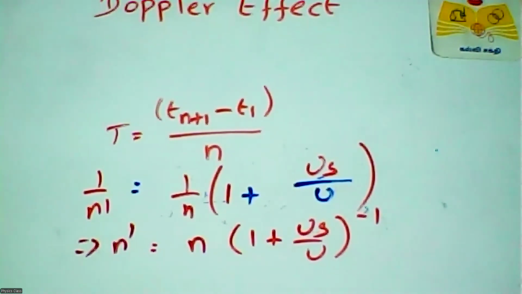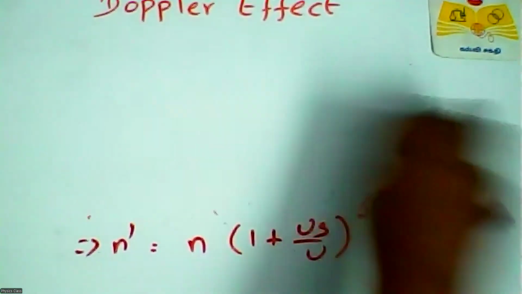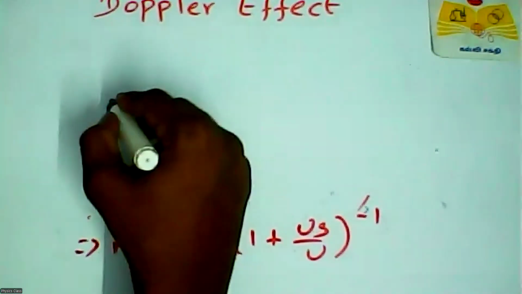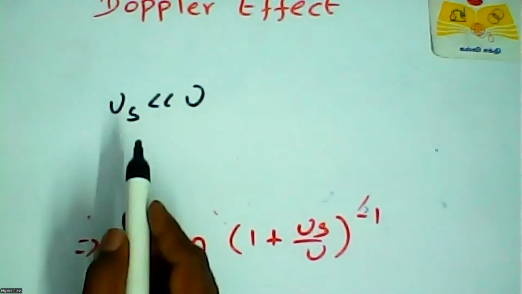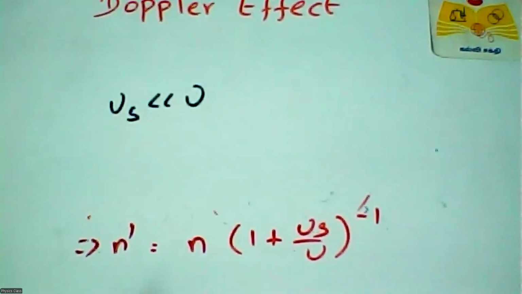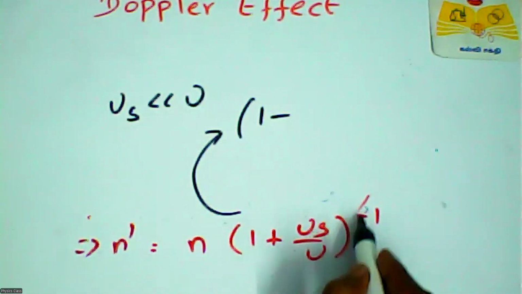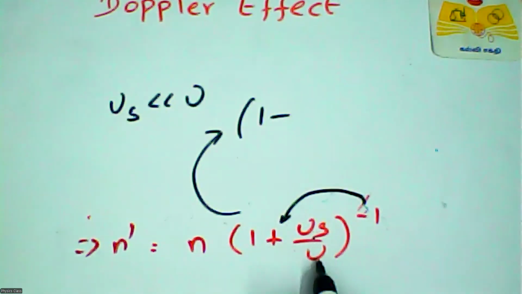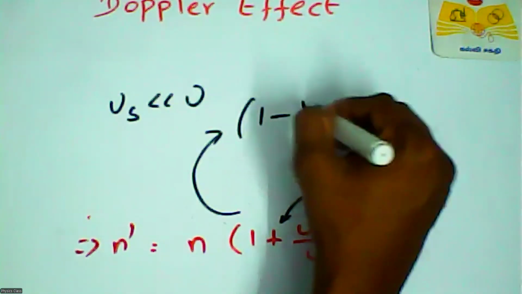Here, suppose we take one condition, that the source speed Vs is very much less than the speed of sound. In that case, we can convert the bracket according to the binomial theorem. So it becomes 1 plus Vs by V to the power minus 1. Since Vs is very much less than V, the minus 1 goes up according to the binomial theorem. So 1 minus Vs by V.